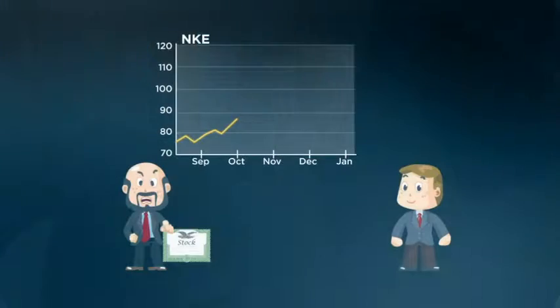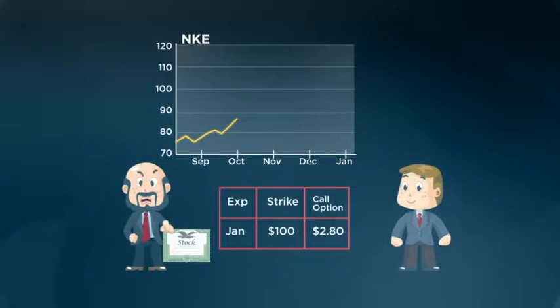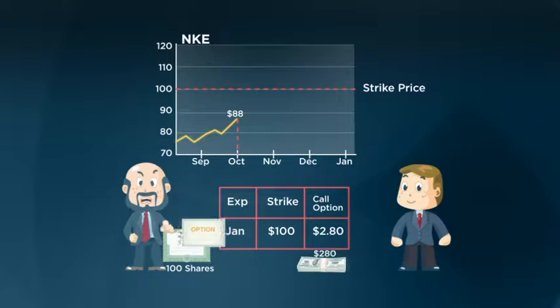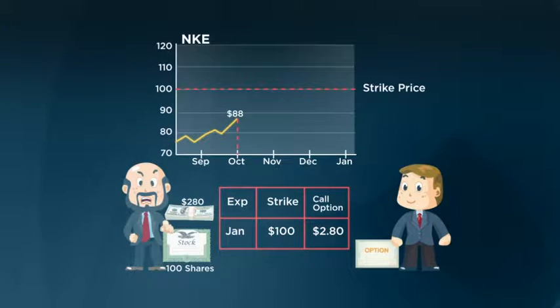Let me give you an example to show you what I mean. So suppose it's late September and you notice that the January call options on Nike shares with a strike price of $100 are selling for $2.80 per option. You already own 100 Nike shares, and the current market price is $88 per share. So you decide to write 100 of these call options. So you collect $280 less trading commissions, and you wait to see what happens between now and January.